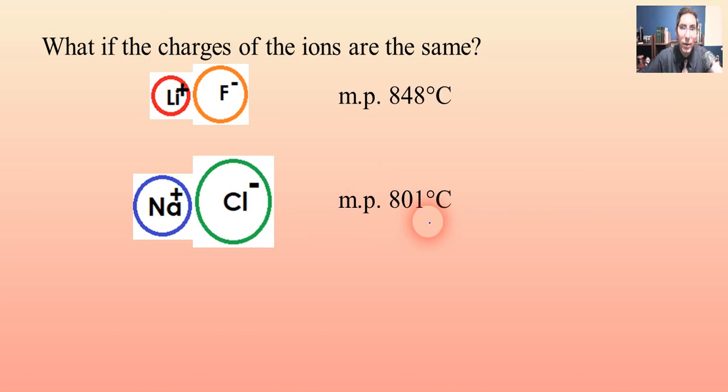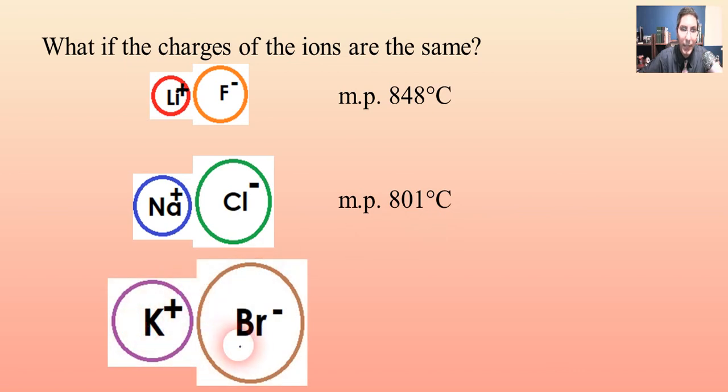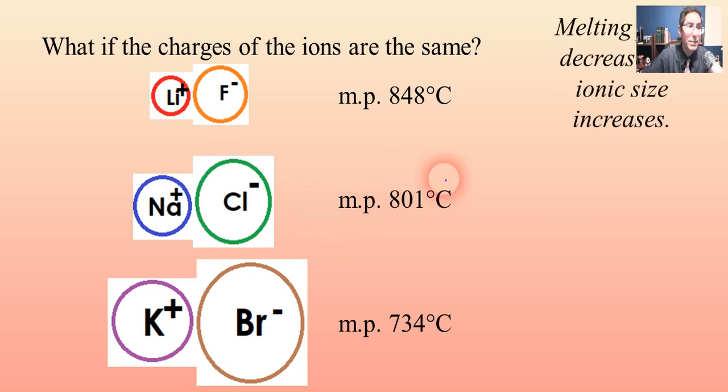And if we go to some ions that are even larger still, like potassium and bromide, those are also +1, -1, but the melting point is still lower, 734 degrees Celsius. Do you notice the pattern here? It seems like as the ion pair sizes get larger, the melting point gets lower. It says melting point decreases as ionic size increases. And once again, this is easily explained by Coulomb's law. The farther apart the ions are, the lower the attractive force is going to be.